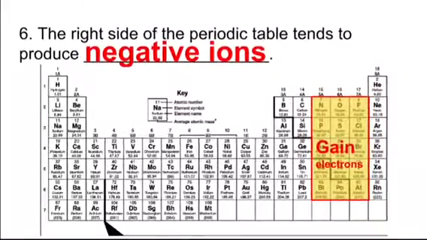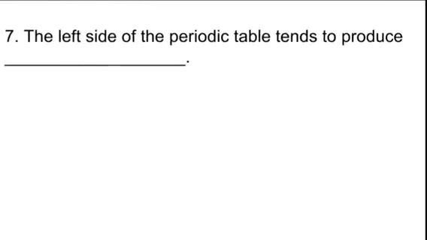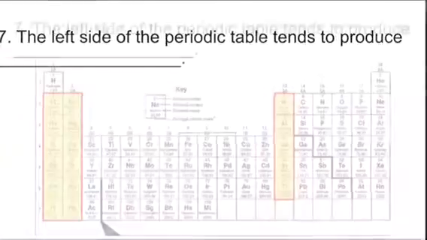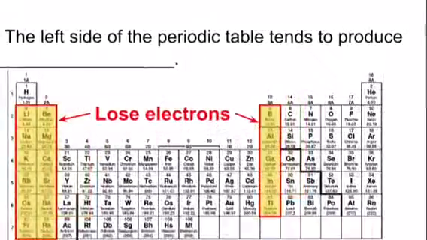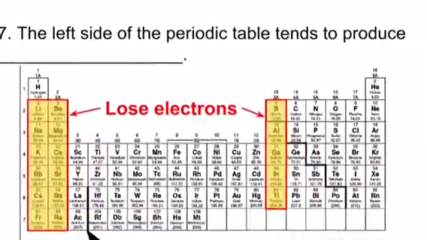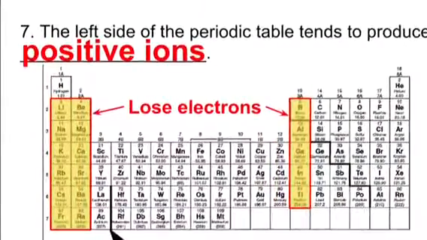So if they're gaining electrons, they're going to have extra negative charges in their atoms, so these ions will be negative ions. So in question 7, we're asking what does the other side, the left side of the periodic table, produce? And on the left side of the periodic table, we see these are mostly metals, and these metals will lose electrons, so their ions are going to be positive ions.